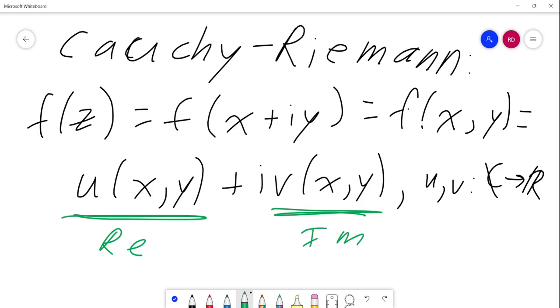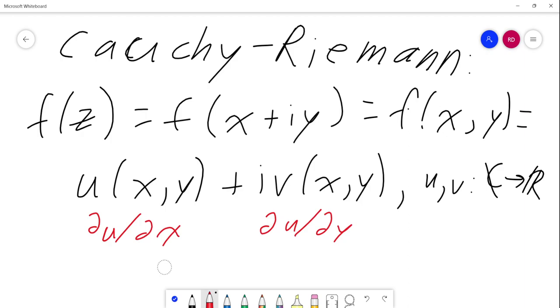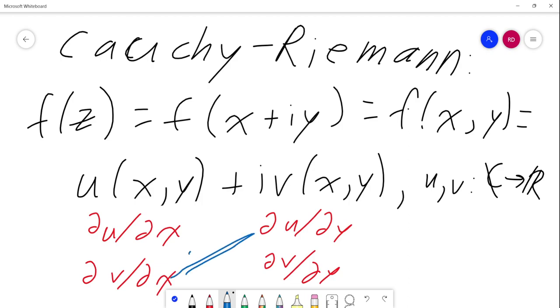Now there is a rule here, a test that I guess Cauchy and Riemann came up with. I don't know the exact history, but I assume they both played a role. Which is to say, if I do del u over del x, del u over del y, del v over del x, and del v over del y, that these two are equal. And these two are opposites.